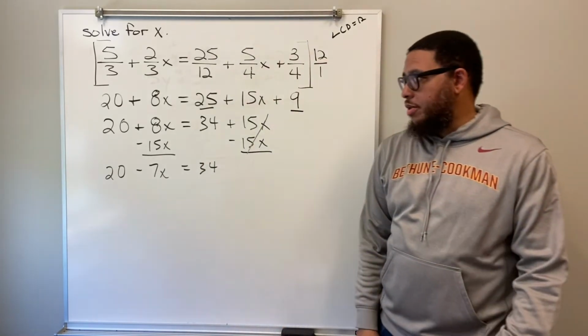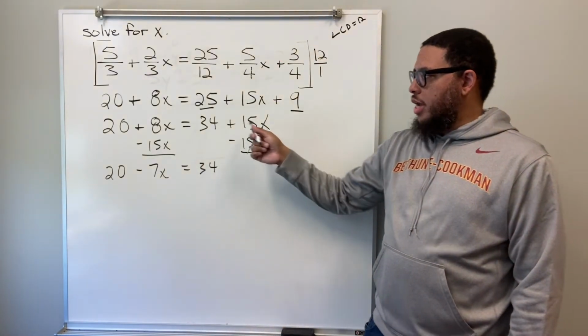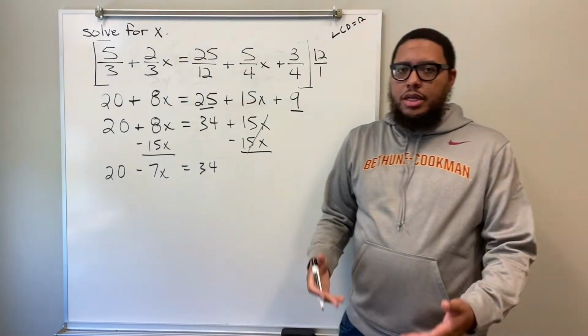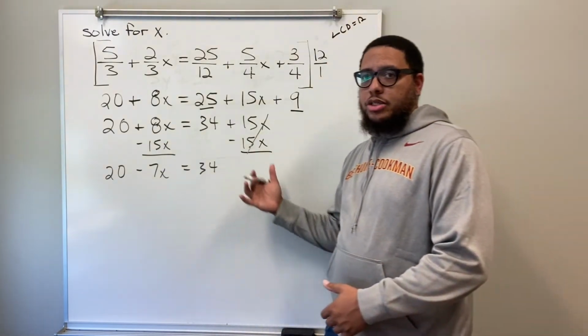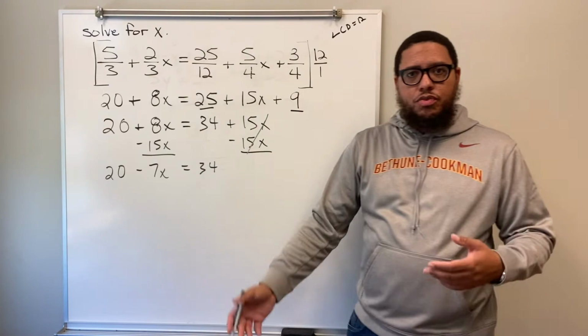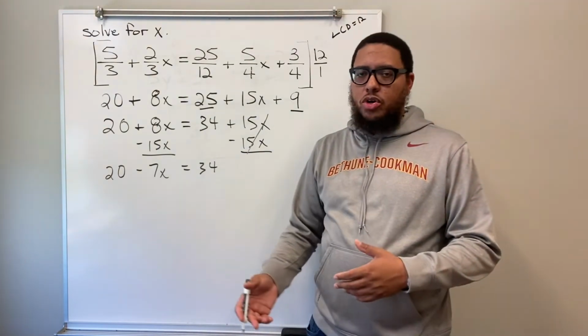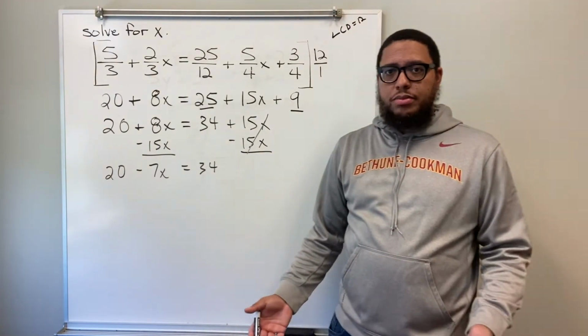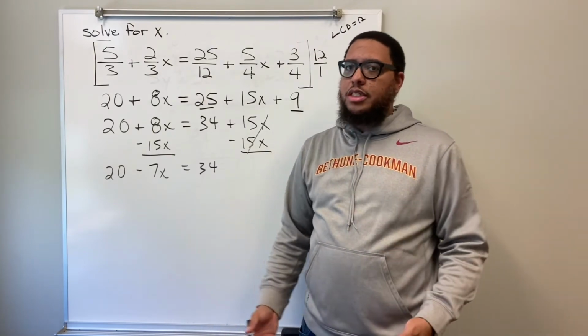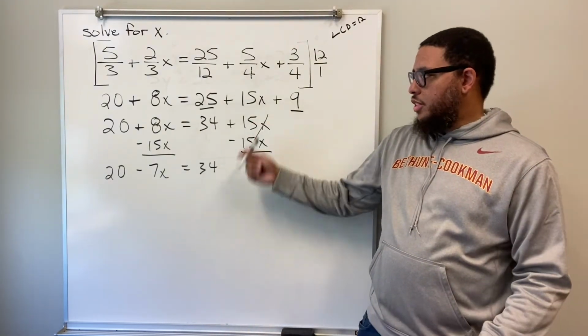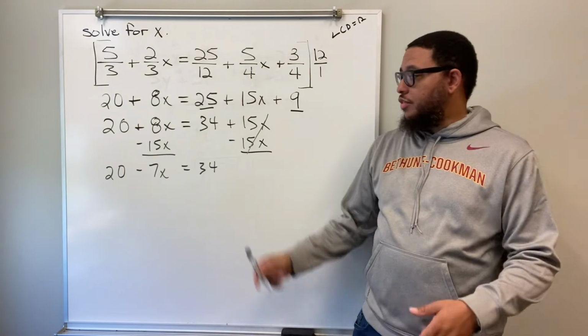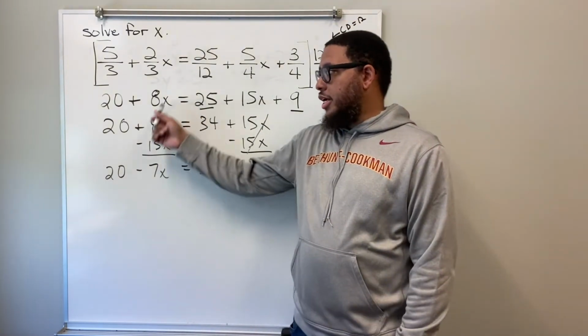So notice what just happened. I subtracted 15x on the right, I subtracted 15x on the left. That's the rhythm. What you do on one side, you do on the other side. Just like with dancing, it's a rhythm. Just like singing a song, it's a rhythm. Math is a rhythm. Once you get the rhythm, the math gets easy. All right, minus 15x on the right side, minus 15x on the left side.